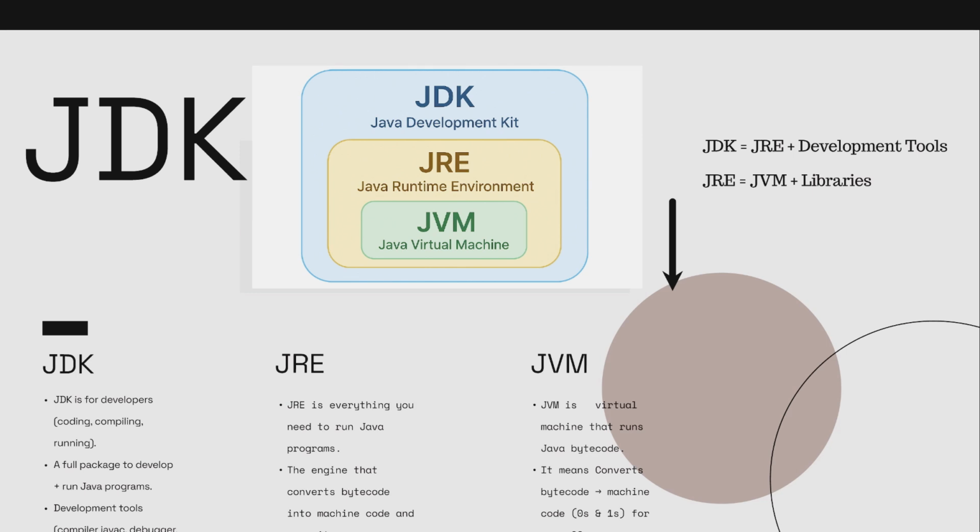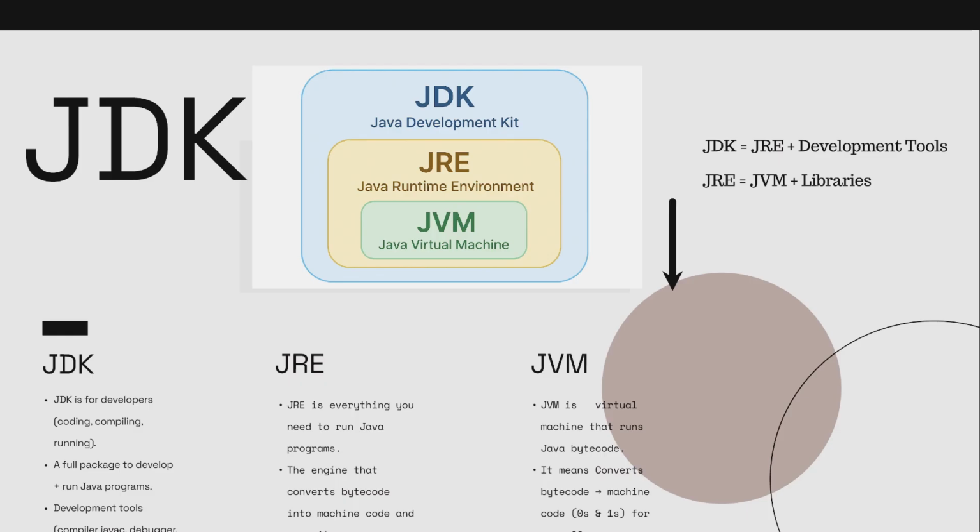At first, JVM. JVM is a virtual machine that runs Java bytecode. It converts bytecode to machine code, zeros and ones, for your OS. We know Java is platform independent, but JVM is platform dependent, different for Windows, Mac, and Linux. But bytecode is platform independent.